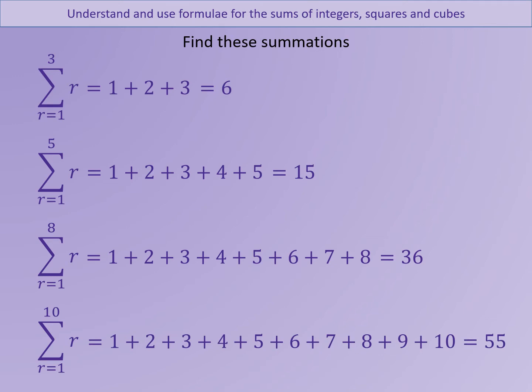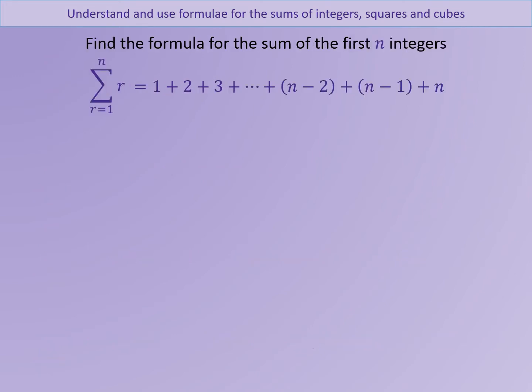If we wanted to add up the natural numbers starting at 1 and ending at some value n, we're going to look for a formula that will calculate this. So we're going to try and find a formula for the sum of the first n integers. So that is sigma r from r equals 1 up to n. If we wrote that in full, we would get 1 plus 2 plus 3 plus dot dot dot, which just shows that we are missing a few terms out. And the last few terms are plus n minus 2 plus n minus 1 plus n.